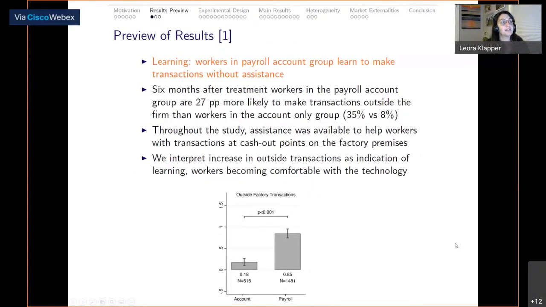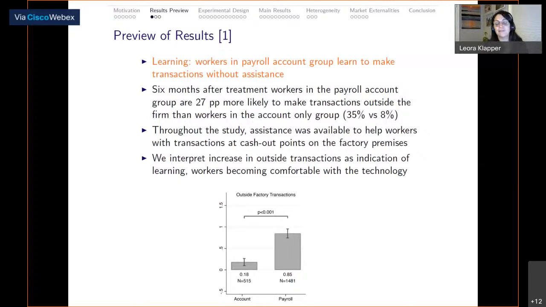So here's a preview of the first results. We find that workers in the payroll group learned to make these transactions. 6 months after our introduction of electronic payroll, workers paid into a payroll account are 27 percentage points more likely to make withdrawals outside the firm than those who only received an account, who typically made their withdrawals only on site.